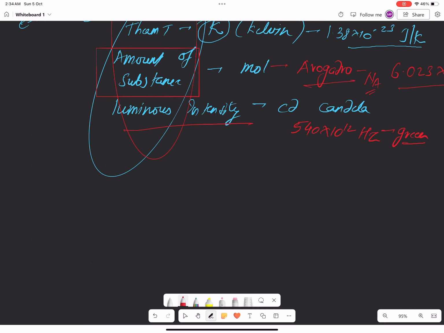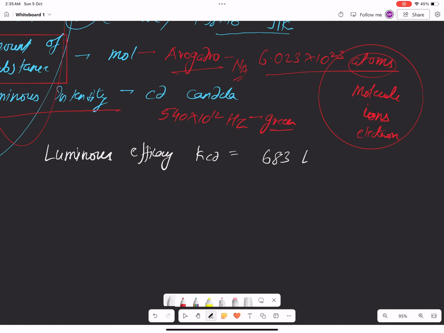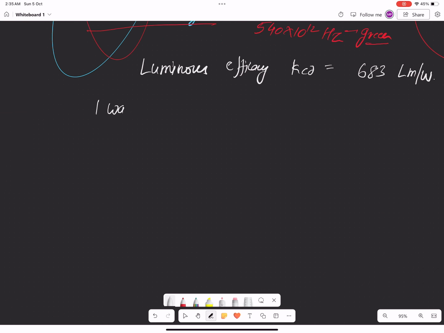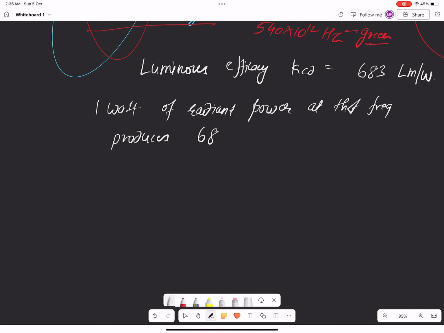What are the key points? So we have luminous efficacy, which is represented by Kcd, and is equal to 683 lumen per watt. It means that 1 watt of radiant power at that frequency produces 683 lumens of visible light. So luminous efficacy is lumens per watt.